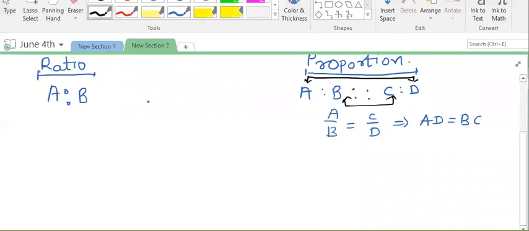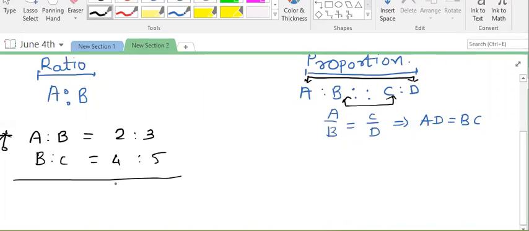Now let me give you one shortcut. If you are given A is to B and B is to C, and from that you have to find A is to B is to C, how will you find that? See here. Suppose in the question, this is your first learning today, they have given you A is to B as 2 is to 3, and B is to C as 4 is to 5. Now you have to find A is to B is to C.